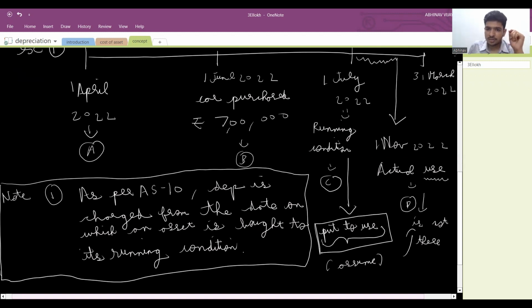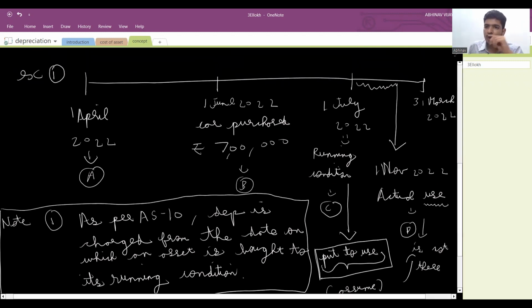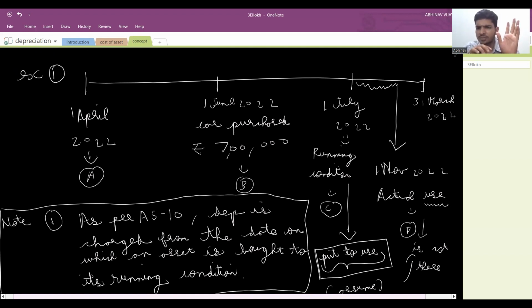Now another question. What if there is only the car asset purchased on a certain date mentioned? There is no entry of put into running condition or put to actual use. Then it becomes easy, right? We assume it is put into running condition and actual use on the date of purchase itself. Make it clear. That's it.